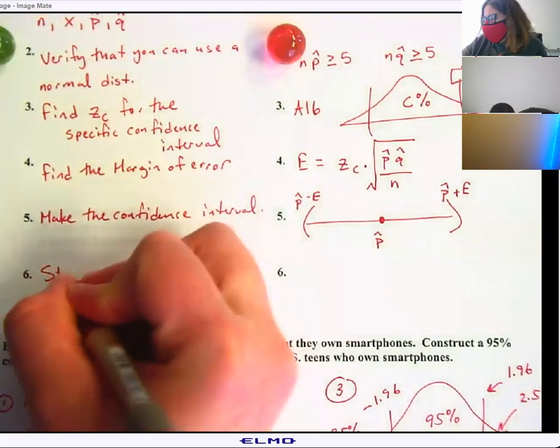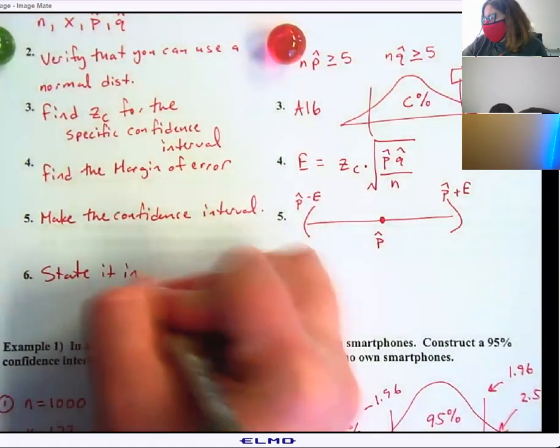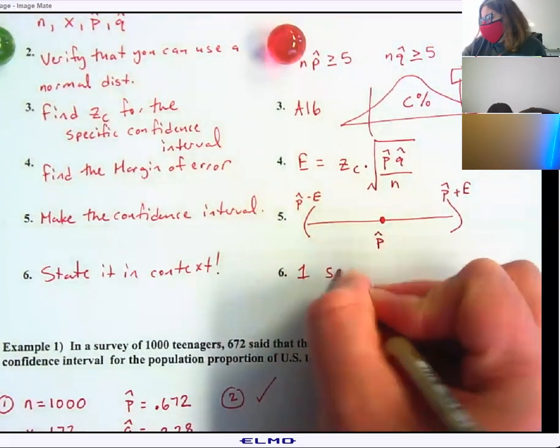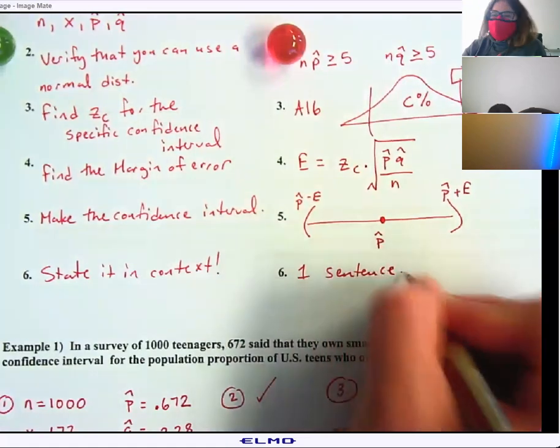And then finally, like usual, state it in context. That's one sentence, one horrible, horrible sentence you have to write in a math class.